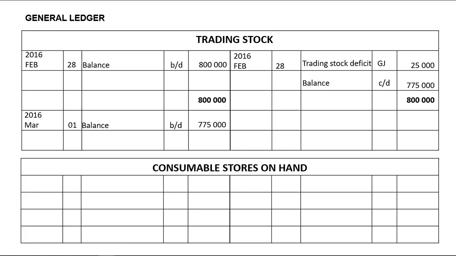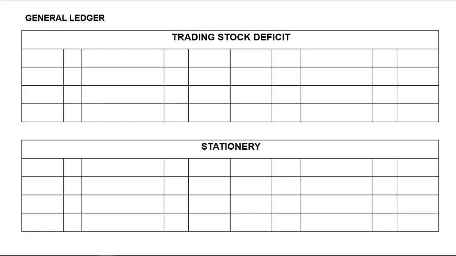All right, obviously, you know that the contra account here was trading stock deficit. So I'm going to go to that account, which is trading stock deficit. It's an expense. Therefore, it will be under nominal accounts section. Because it's an expense, it's plus, minus, meaning that it goes up on the debit side and it goes down on the credit side.